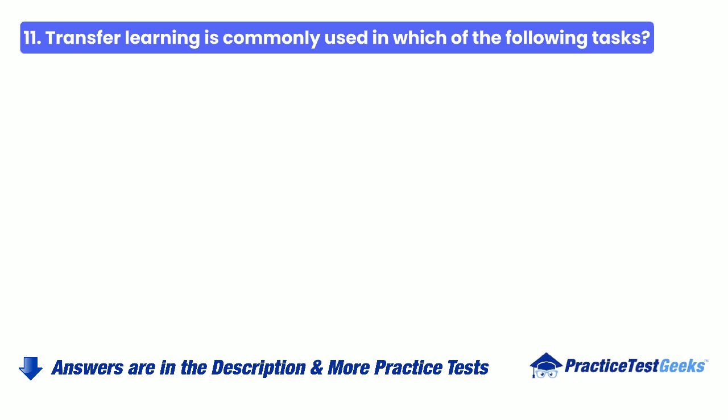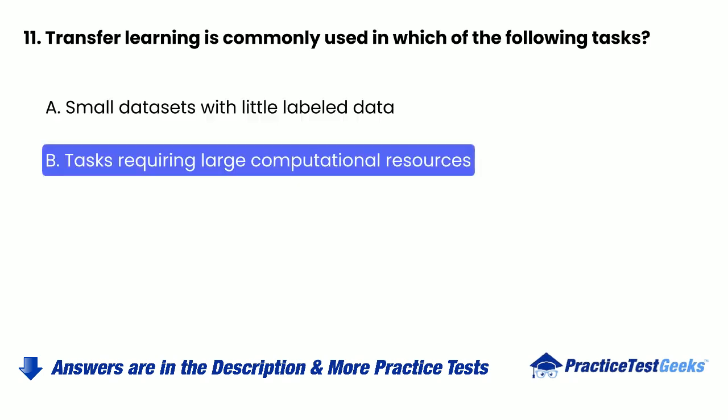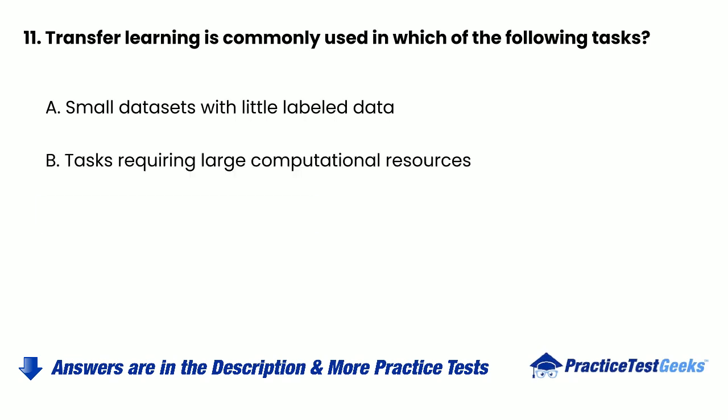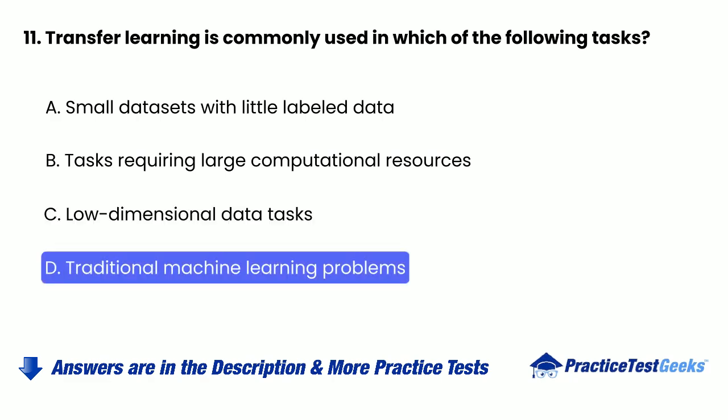11. Transfer learning is commonly used in which of the following tasks? A. Small datasets with little labeled data. B. Tasks requiring large computational resources. C. Low-dimensional data tasks. D. Traditional machine learning problems.